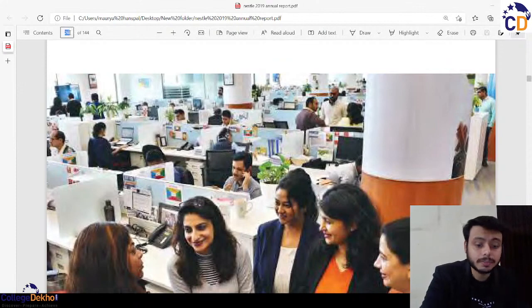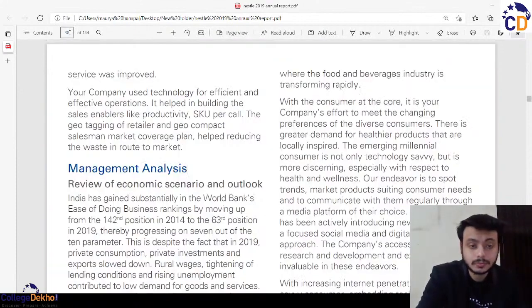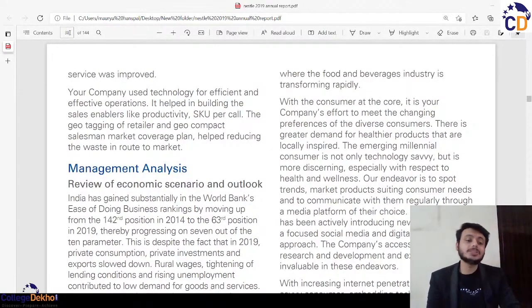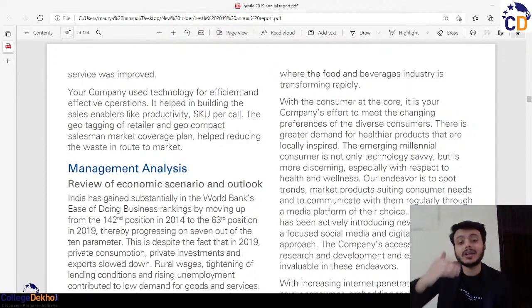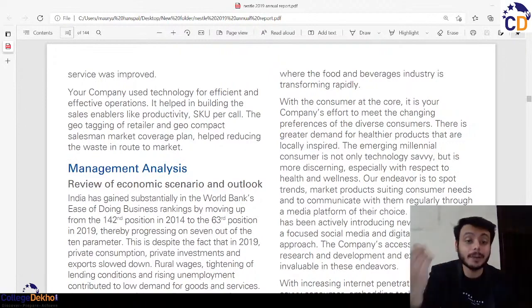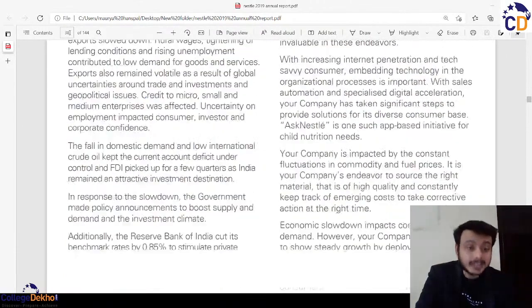Let's go to a certain page. Here we get about the management analysis. Management analysis is one of the most important things that people should read about. It tells about the management's view about the organization, how the management has done and what is the outlook of the management for the company in future. So management analysis padna chahiye.